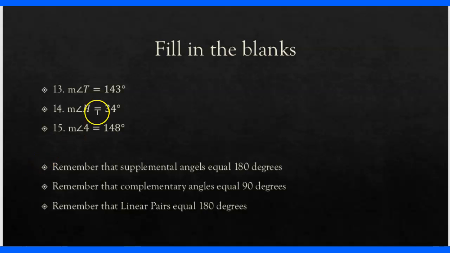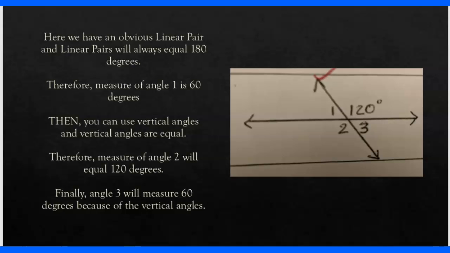The thing that most people got wrong was just not putting this piece right here: the measure of angle T, the measure of angle H, and the measure of angle 4. Some of you just decided to put the numbers, and you did get points off for that. Number 14 was 34 degrees, and number 15 was 148 degrees. As you're going through this, make the notes that I'm mentioning, make the corrections, and then I want you to go back and see what you did wrong and try to learn.